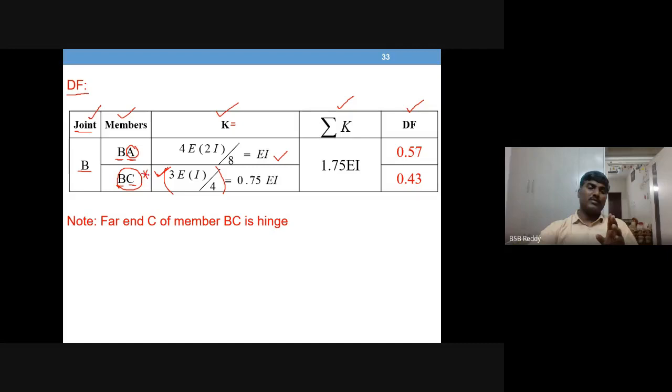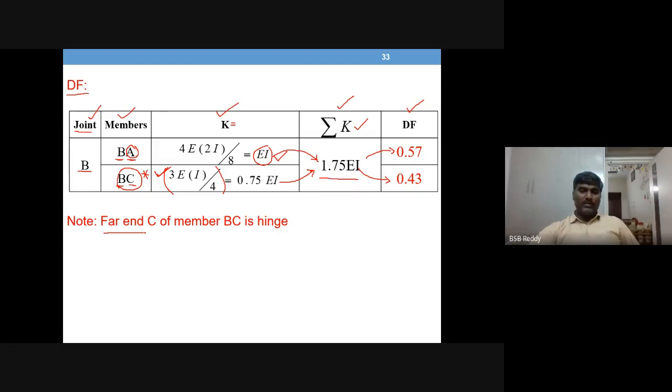So remember this, it's a very important thing: if the far end is hinge, you should change the stiffness value of the member. Stiffness will come down. Instead of 4, it is 3EI by L. Okay. Then add the two values and you get the joint stiffness. Then distribution factor, again K by sigma K. So this divided by this will give you this value, and this divided by this will give you this value. Okay. So 0.75 EI by 1.75 EI, 0.43. And EI by 1.75 EI, 0.57.